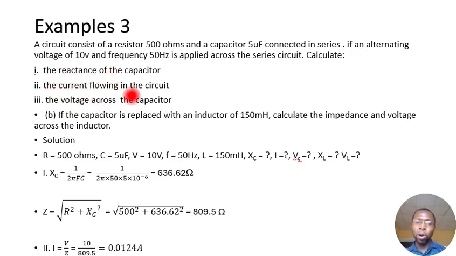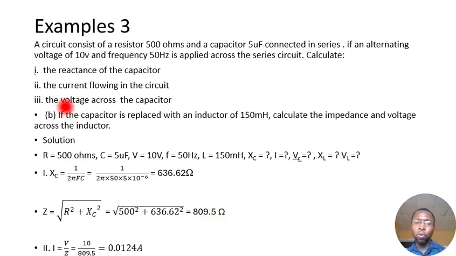So we solve the first part. Now the second, which is the current in the circuit. For us to get the current in the circuit, we need to get the total resistance in the circuit, which is the impedance. The impedance will be the square root of R squared plus capacitive reactance squared. Our R is given to be 500, so we square that. Our XC we've obtained to be 636.62. We square that, and when we simplify this, we have 809.5 ohms.